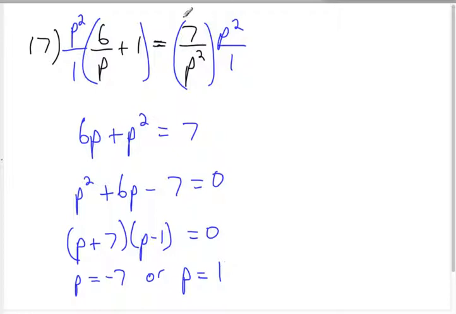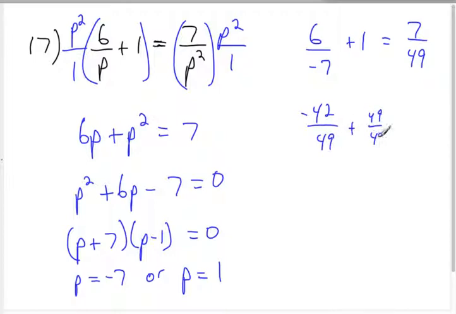Again, we're looking for any extraneous stuff, but we should double check. So 6 over negative 7 plus 1, does that equal 7 over 49? Well, we need a common denominator. So we can turn this into 49 by multiplying by negative 7. So we get negative 42 over 49 plus 49 over 49 does in fact equal 7 over 49. So that one's good. And then 1, so 6 over 1, that's 6. So 6 plus 1 equals 7 over 1. Yes, that's correct. So both of these are acceptable answers.